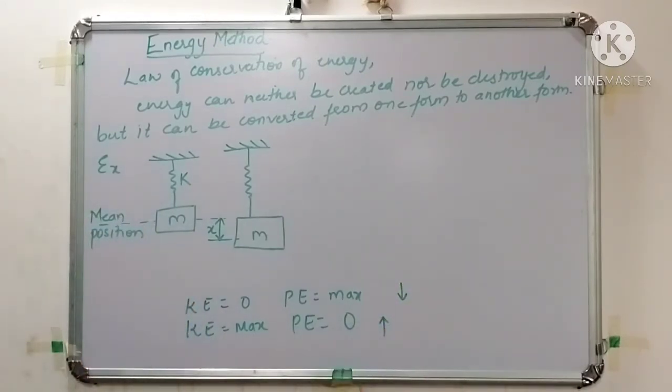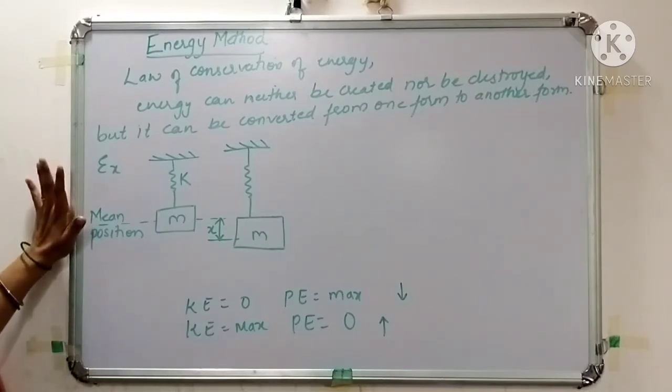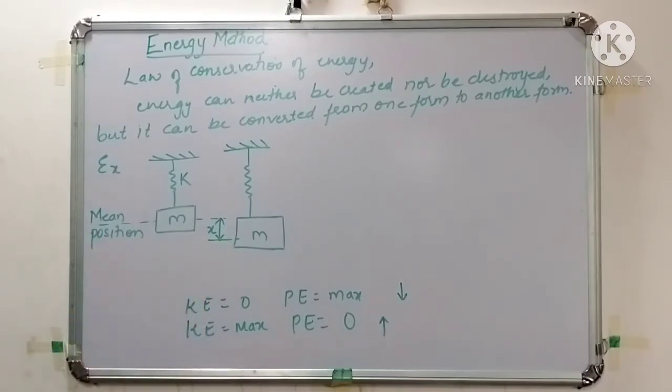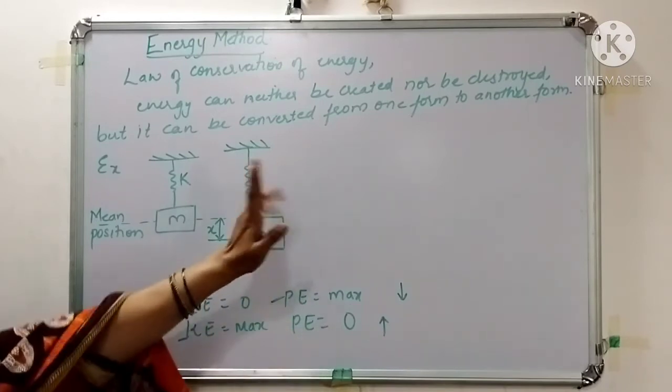Fine. Now there are two forms of energy acting on the body. What are those? One is kinetic energy, the other one is potential energy. Kinetic energy is because of the motion of the body, the motion of the mass. Whereas potential energy is because of two things. We'll write that down now.